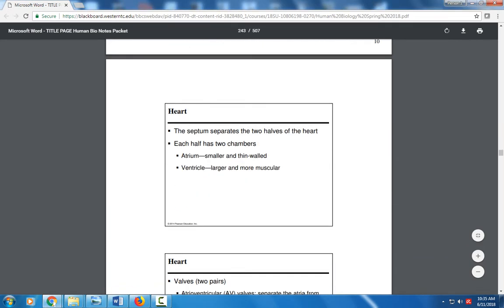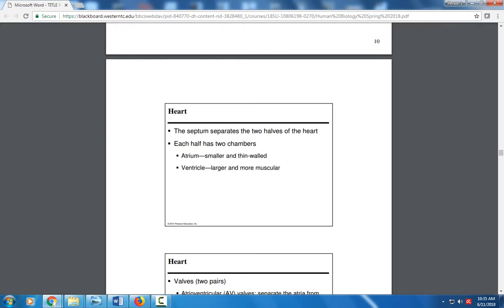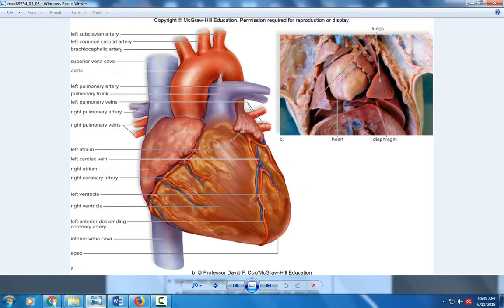So looking at the heart, we look at the chambers. There's 4 chambers in the heart that are separated by valves. The top 2 chambers are the atria, and the larger, more muscular chambers below are the ventricles. So in looking at the structures of the heart on page 95 and 96 of your textbook, we have this picture. This is on page 95.